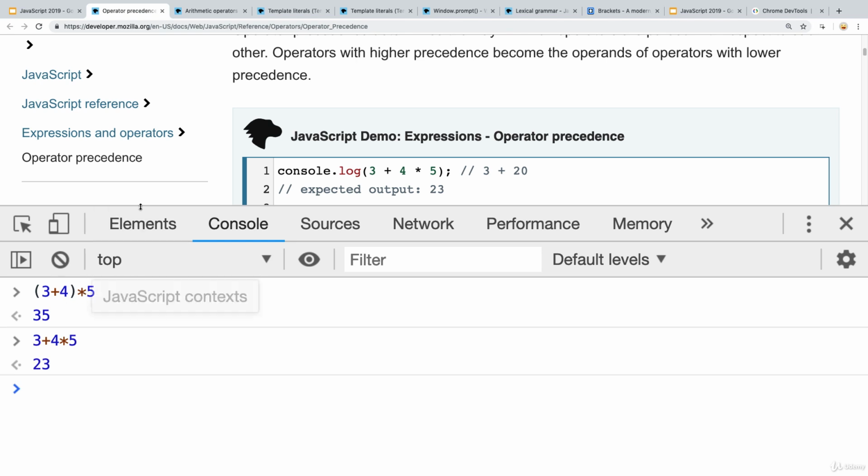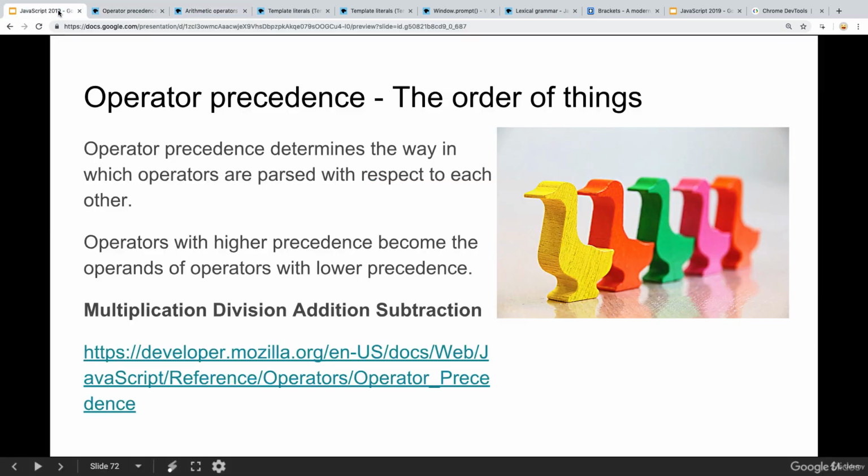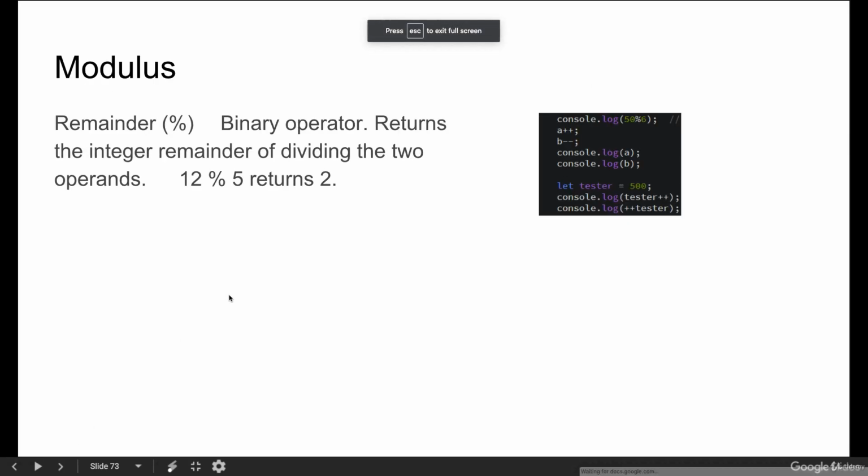So wrapping it in brackets, just like you do with regular math outside of coding, is going to work the same way. So keep in mind that there is an order. And if you are doing some math and you're not getting the value that you're expecting, take a look at the order that it's being presented in.